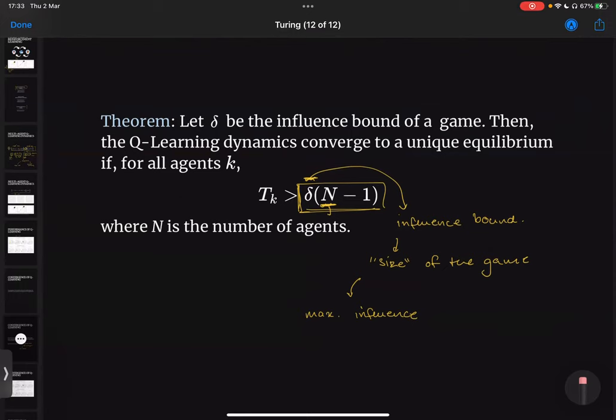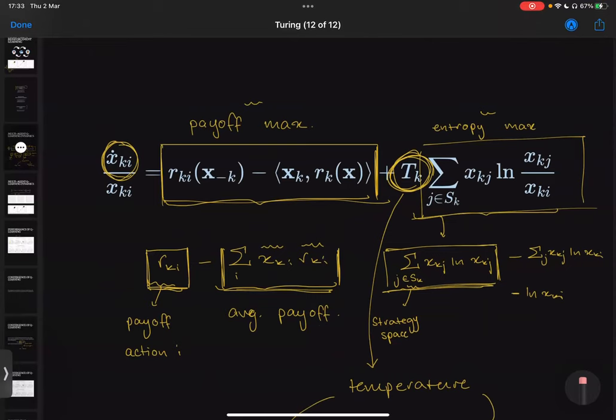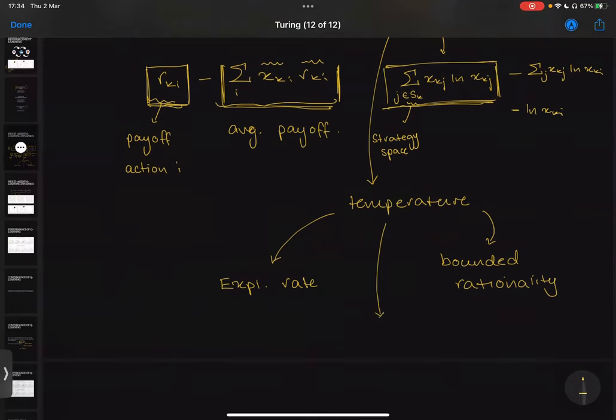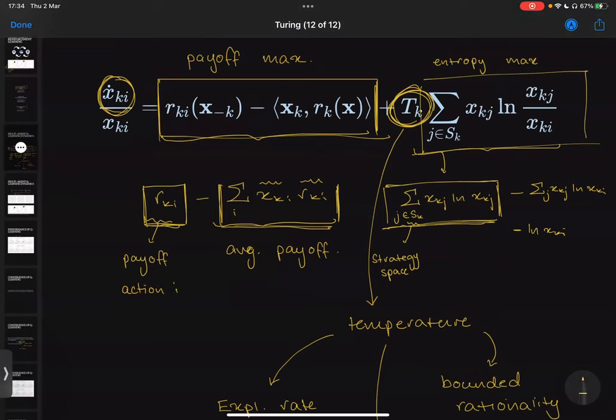And what we're going to do to look at that is go back to the Q learning dynamic itself. We said there are two parts to this, the payoff maximizing part and the entropy maximizing part. What I'm going to offer as a third interpretation of the temperature parameter is, let's call it the selfishness, or a measure of the selfishness of the agents. The reason I suggest that is because if we set our temperature really, really low, the agents are just interested in maximizing their own payoff, and that's it. But if we start to increase the temperature, then the agents start to care less and less about their own payoff.